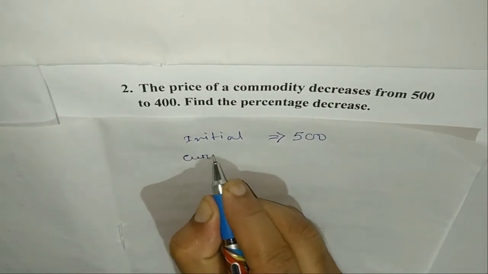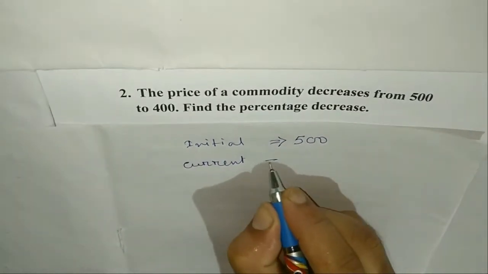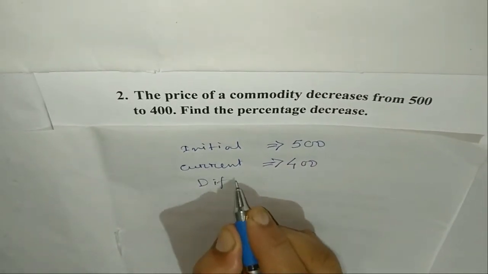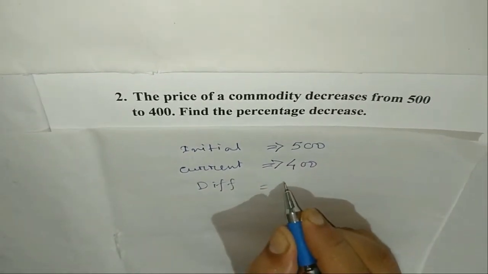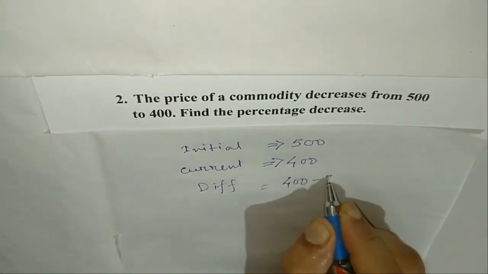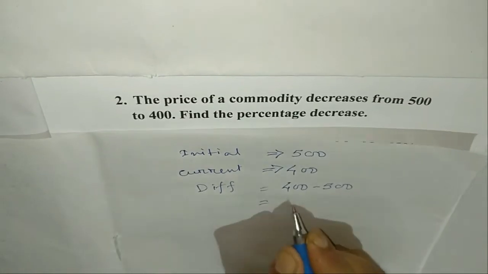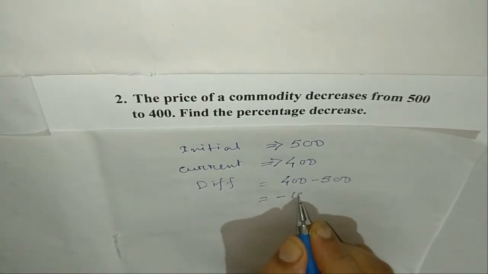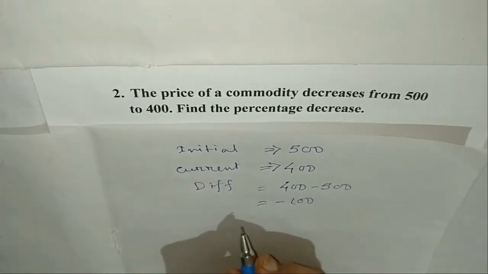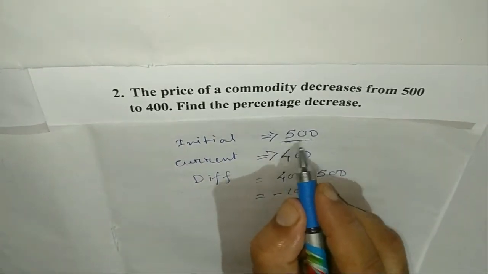Current price is 400. What's the difference? The difference is current minus initial. So 400 minus 500 is equal to minus 100. The minus is coming because it is getting decreased. Now we need to find out how much percentage decrease happened. Now we are going to calculate against the initial price.